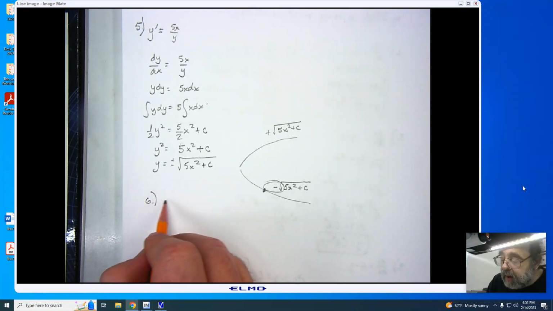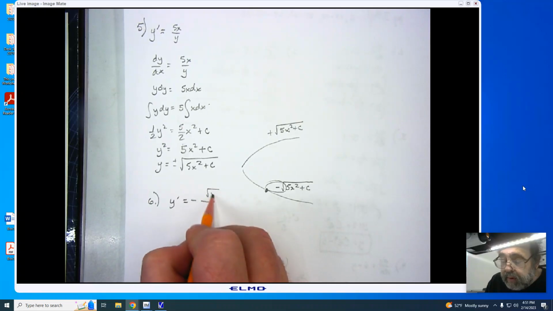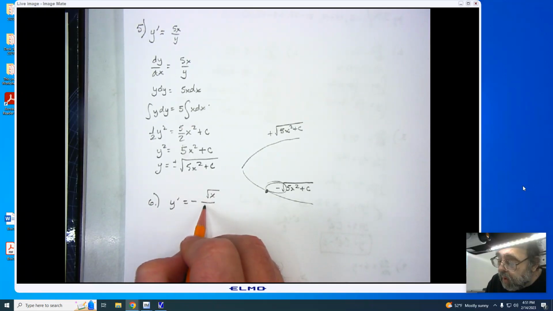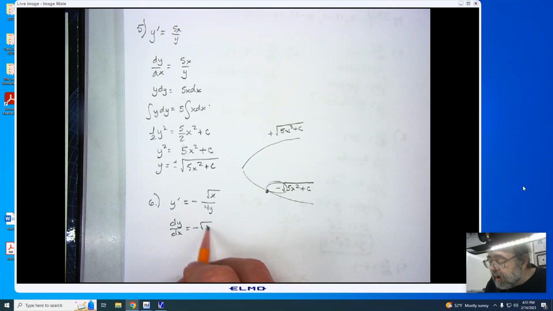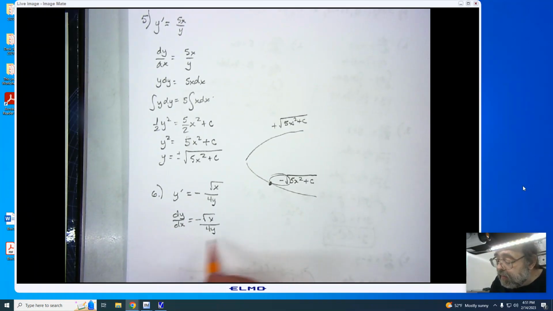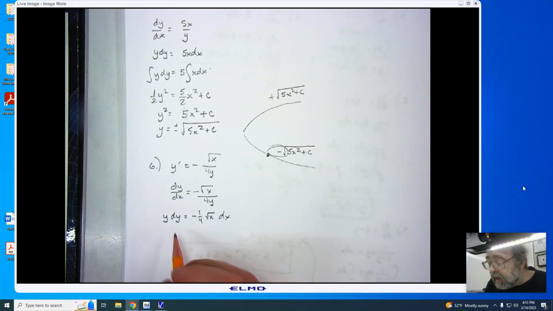Number 6 gives me y prime equal to negative the square root of x over 4y. So rewriting it as dy/dx equaling negative square root of x divided by 4y, I'm going to separate my variables, which means that I'm going to put y dy equaling negative 1/4 square root of x dx. You'll notice I've got this set up so that I can integrate it cleanly.